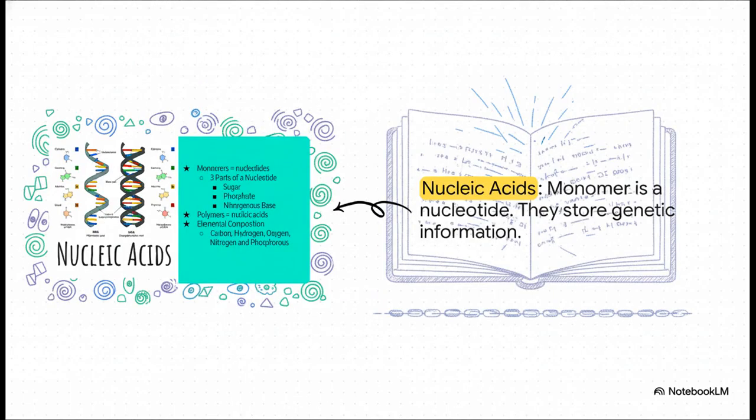And last but certainly not least, we have the nucleic acids, DNA and RNA. Their monomer is called a nucleotide, and their function is maybe the most profound of all. They are the information molecules. They store and transmit the genetic blueprint for life itself. Every single thing your body does is all coded right there in the sequence of these molecules. They are the master plan.